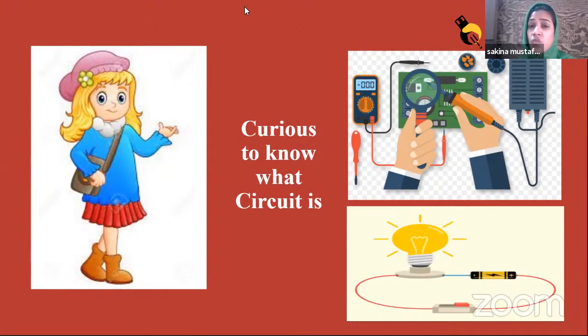So I asked what it is. He told me that it is a circuit, and he was fixing the wire because of that, his things were not working properly. So he had to solder the wire so that the circuit becomes complete and things work out. I was more curious. I kept on asking and asking, what is a circuit?